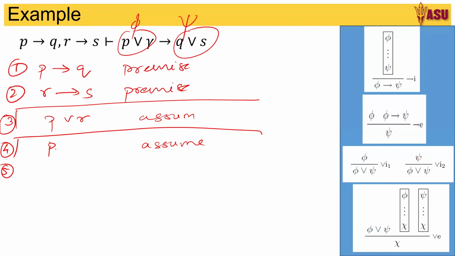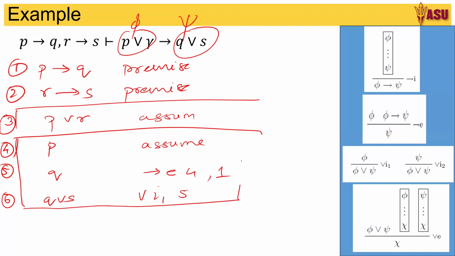Now given P is true, from 1, we can say Q is true. P is true and P implies Q is true. So I get from the elimination rule, using 4, 1, Q is true. Now, given Q is true, I can use the introduction formula and say Q or S is true. This is the disjunction introduction formula 1 using 5. Now, this is one part of it.